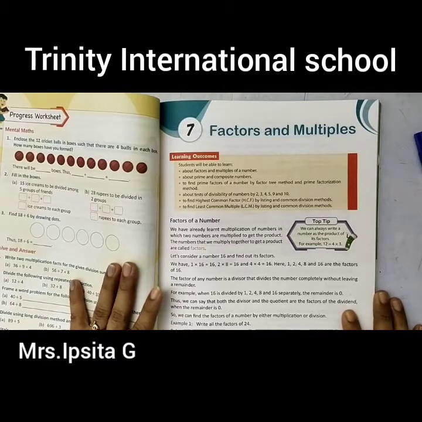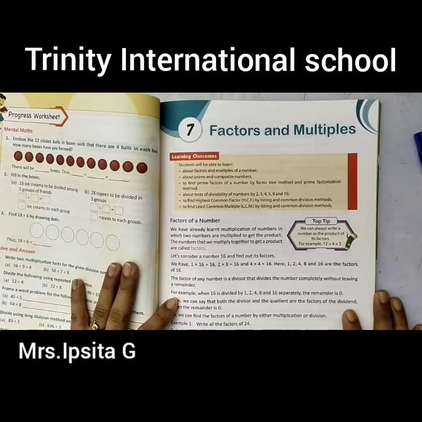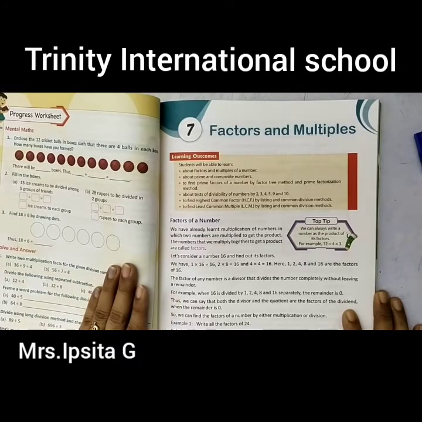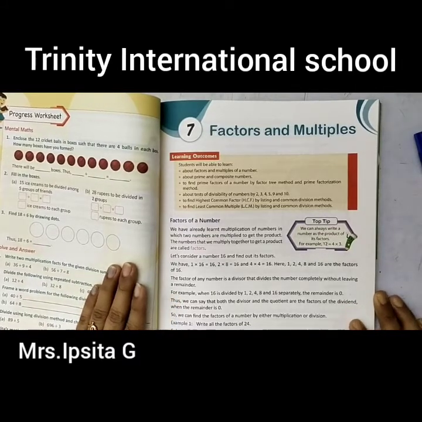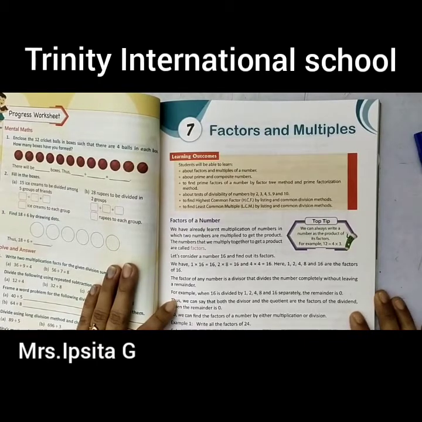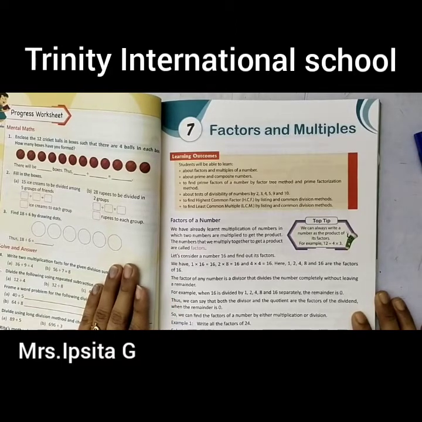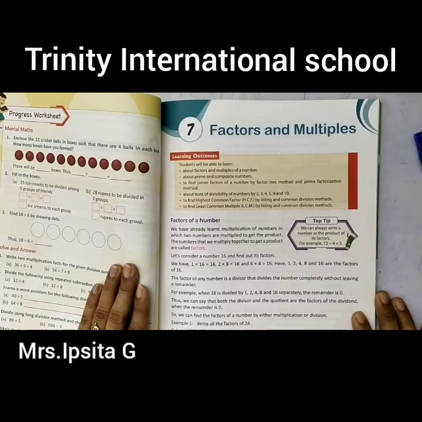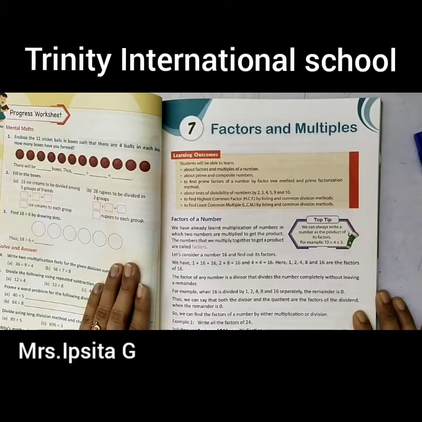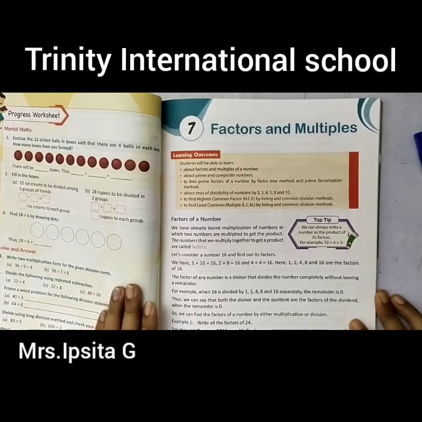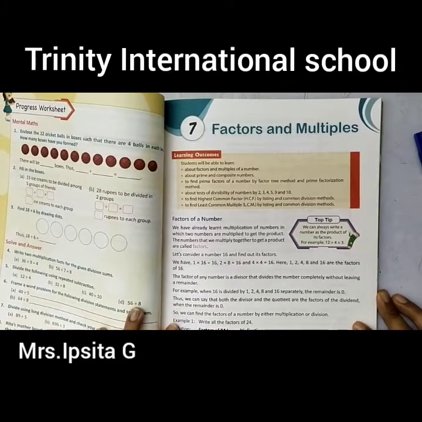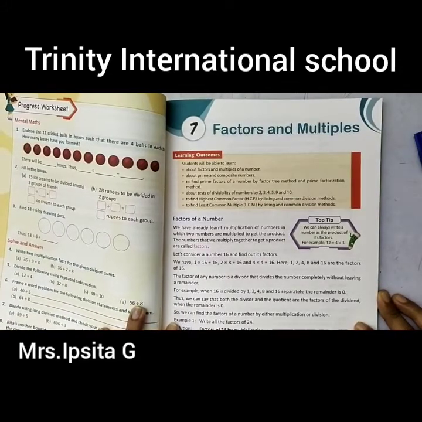Students, we have already started with chapter number 7, factors and multiples. In our previous videos, we have already learned about factors and multiples of a number. We have learned about odd numbers, even numbers, prime numbers and composite numbers. And with that, we have also learned to find the prime factors using the factor tree method and the prime factorization method. Now, today in this video, we will be learning about the tests of divisibility of numbers.